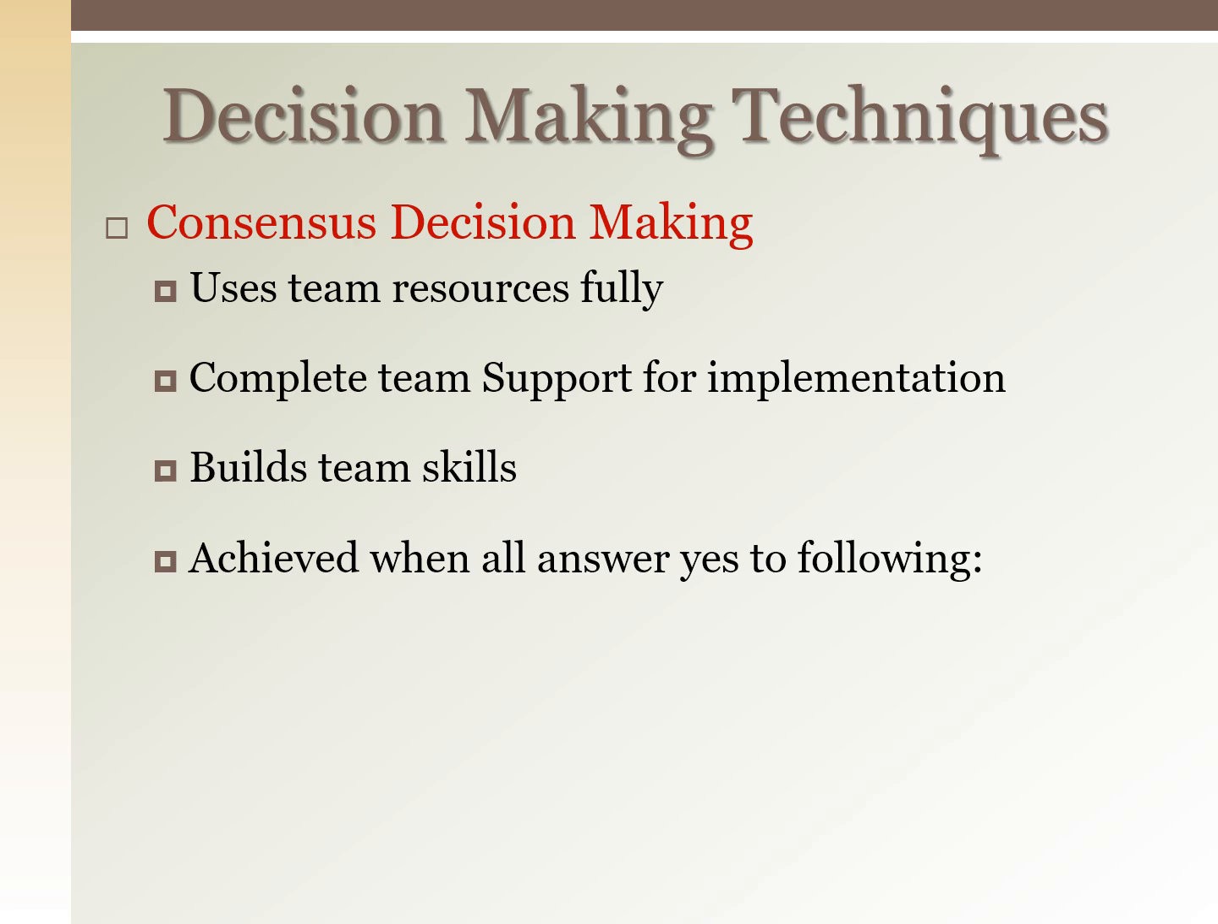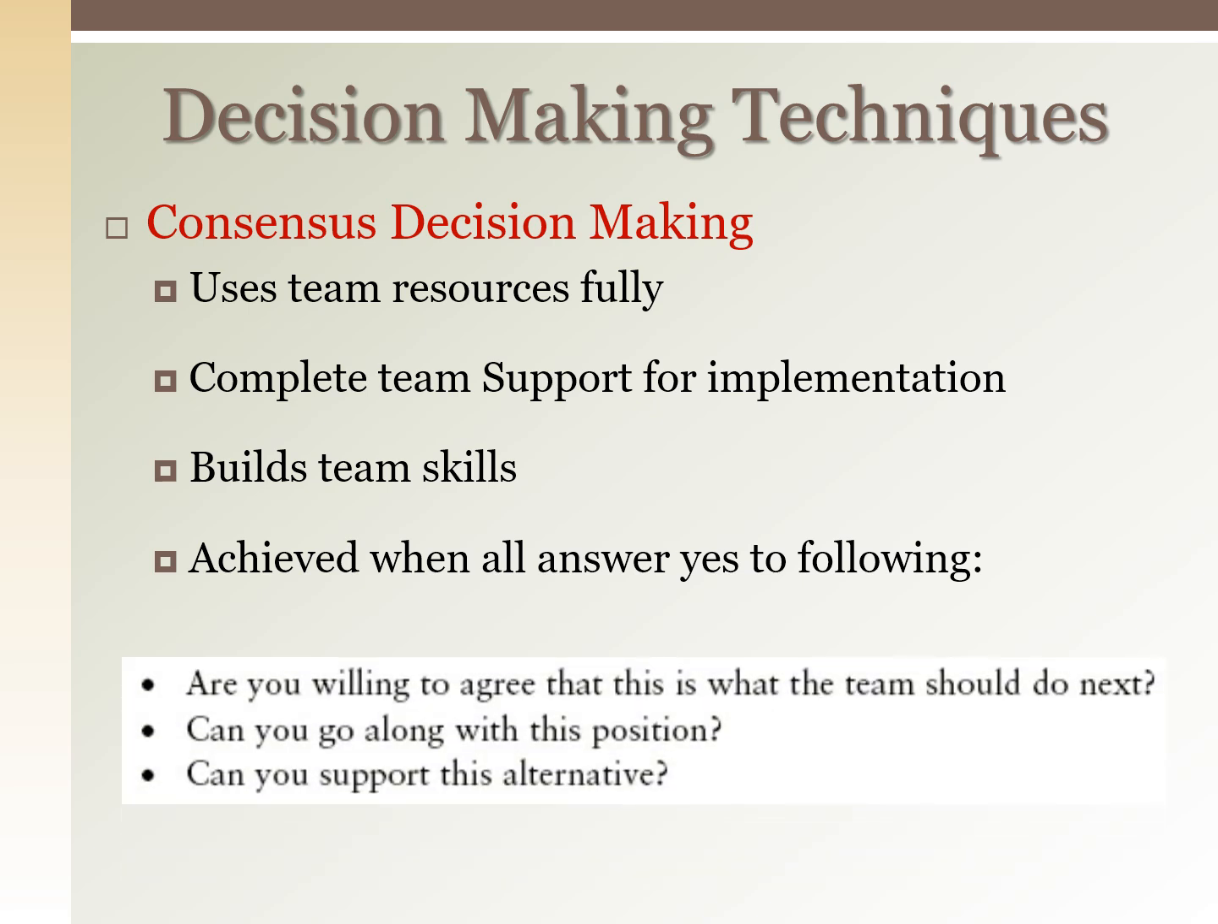A consensus decision model uses team resources fully, gains complete team support for implementation, and builds team skills. It's achieved when all answer yes to the following. 1, are you willing to agree that this is what the team should do next? 2, can you go along with this position? 3, can you support this alternative? If all those are yes, this is the best method.